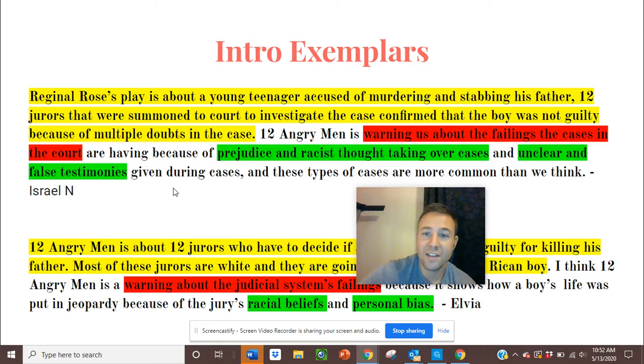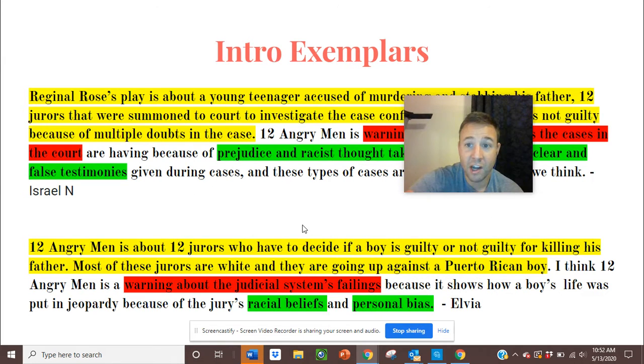So I can tell that Israel took the side of warning. His first body paragraph is going to be about racist and prejudiced thinking. His second body paragraph is going to be about false or unclear testimonies. Let's take a look at Elvius.